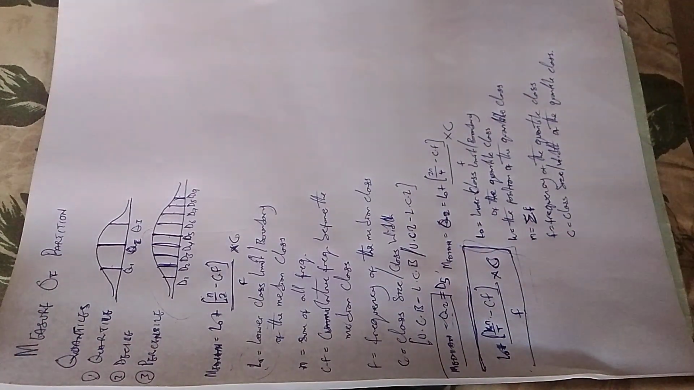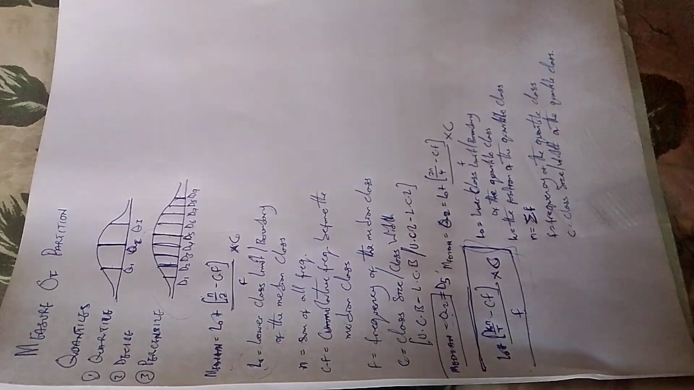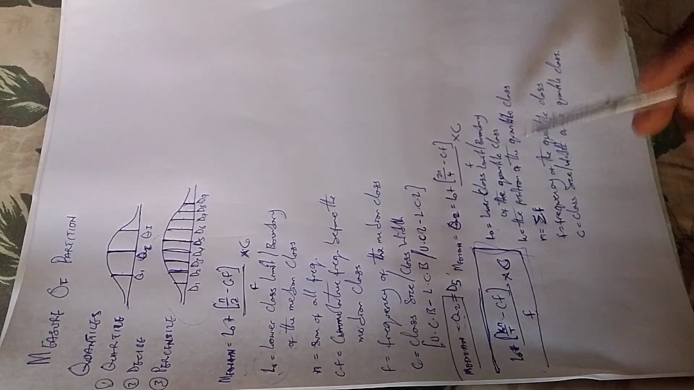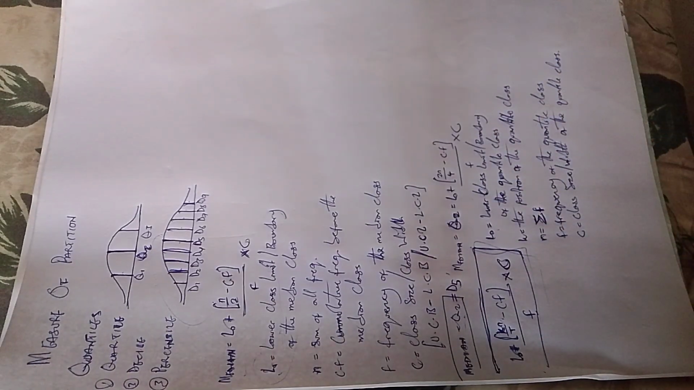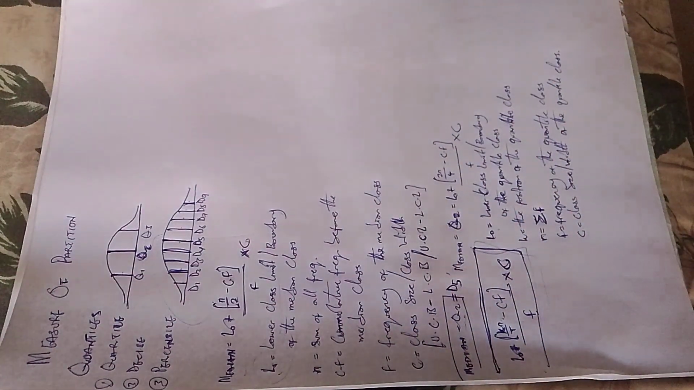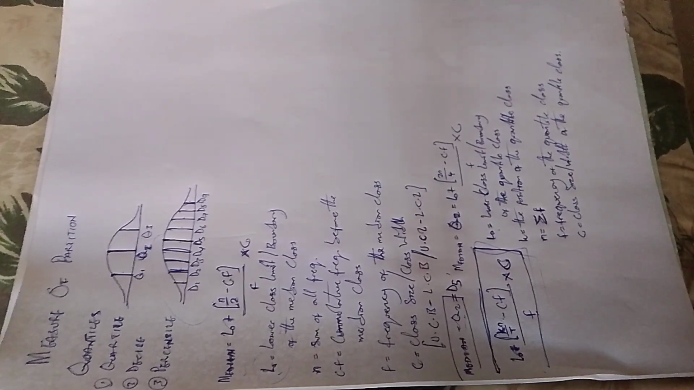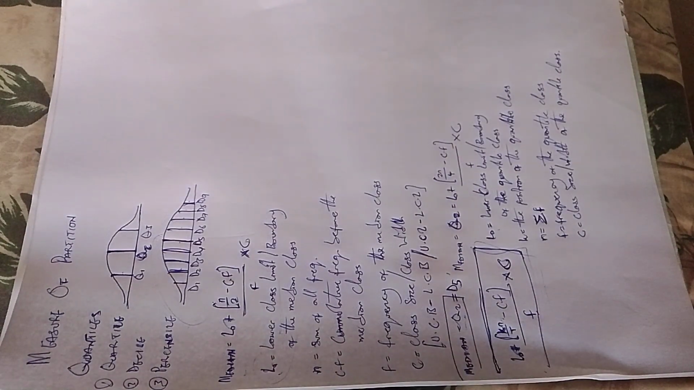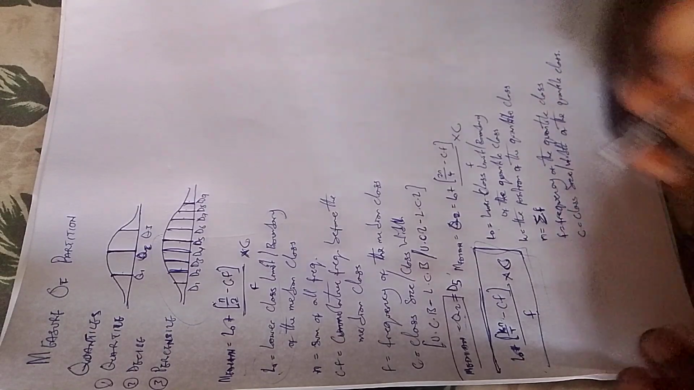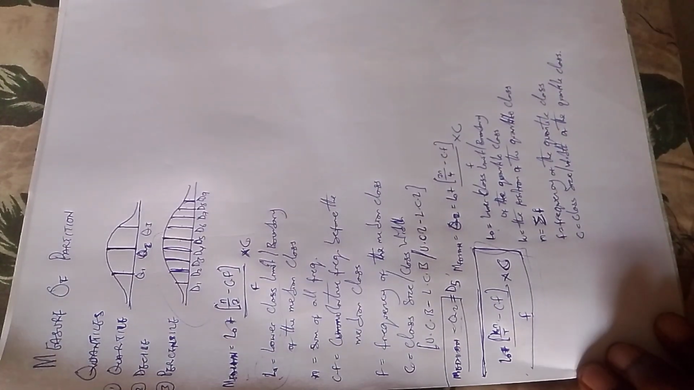Okay, so now what am I trying to say? Let me explain my parameters. I said L0 is the lower class limit of the quantile class. K is the position of the quantile class. Now here is the arc. If they give you a grouped data frequency distribution table, and they say calculate the third quartile, that third is representing the position of that quantile.